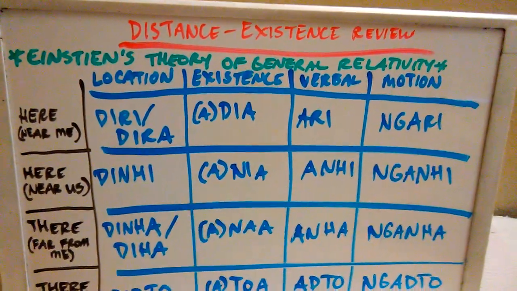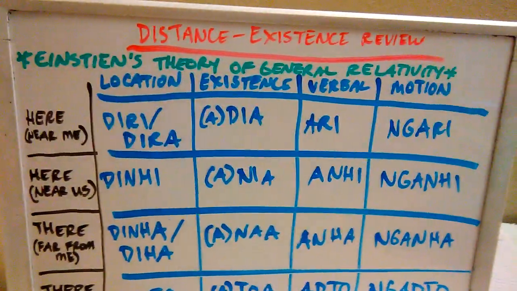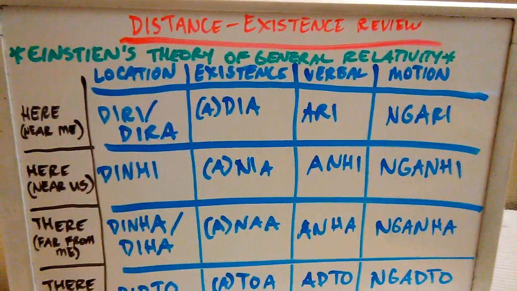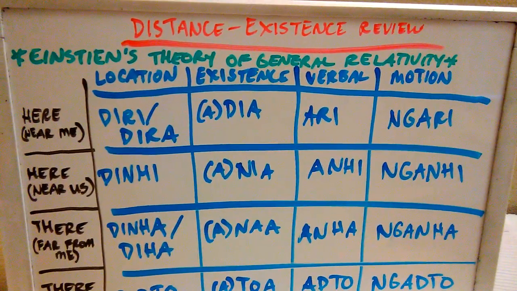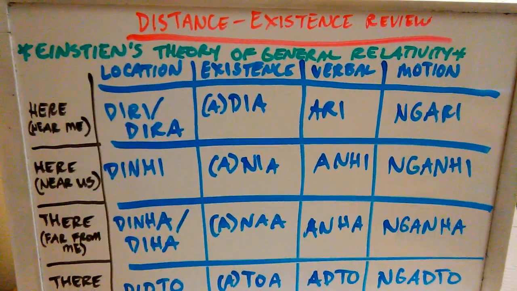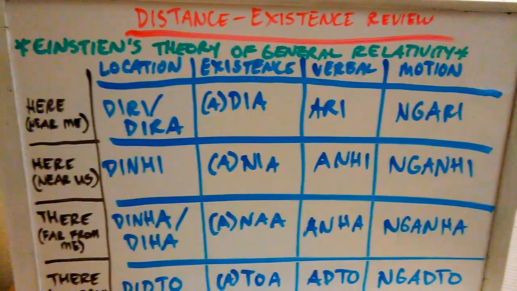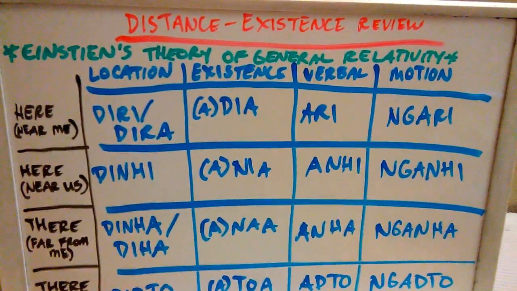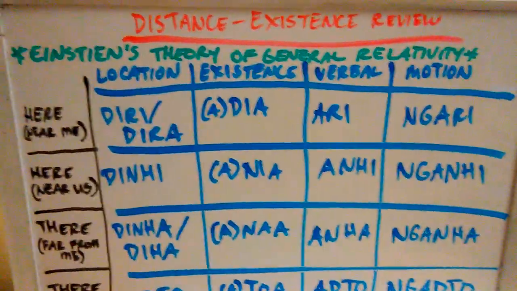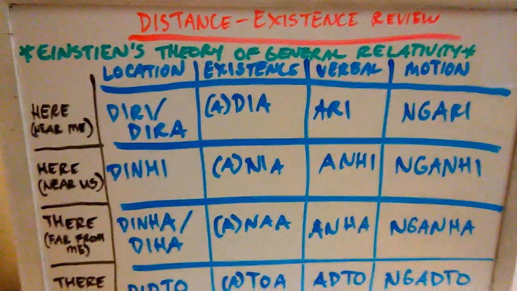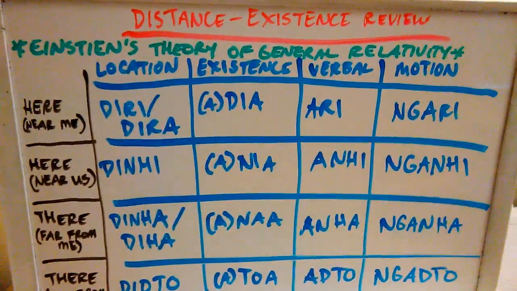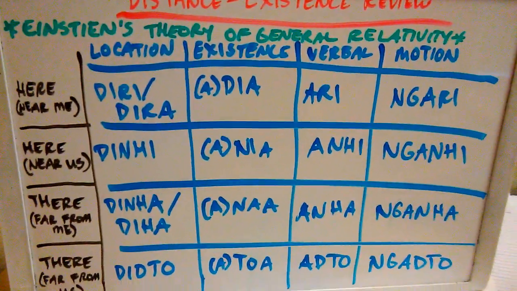Especially the space-time concept, distance existence in Cebuano will be a breeze to you. You will understand these relationships much easier than someone who doesn't understand Einstein's theory of relativity and the space-time concept. Okay, that's just something I want to put out there. So if you do have an understanding of Einstein's theory of relativity and the space-time concept, this might be an easier concept for you to grasp.